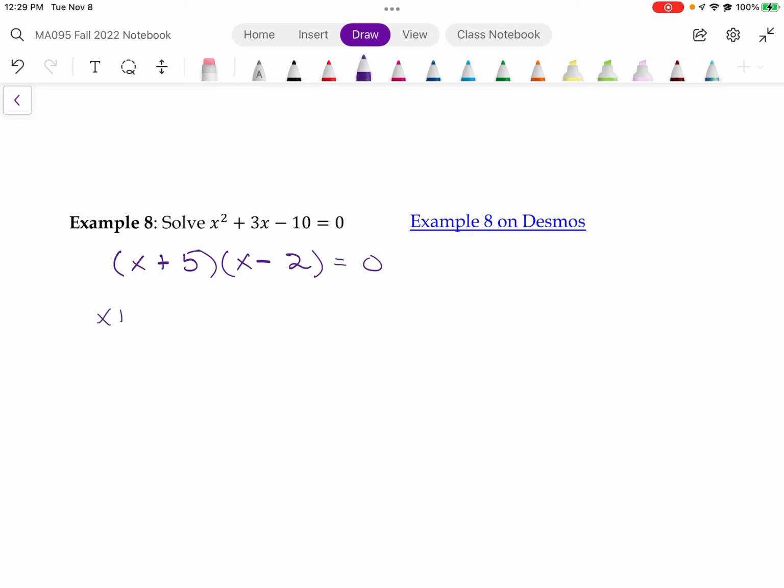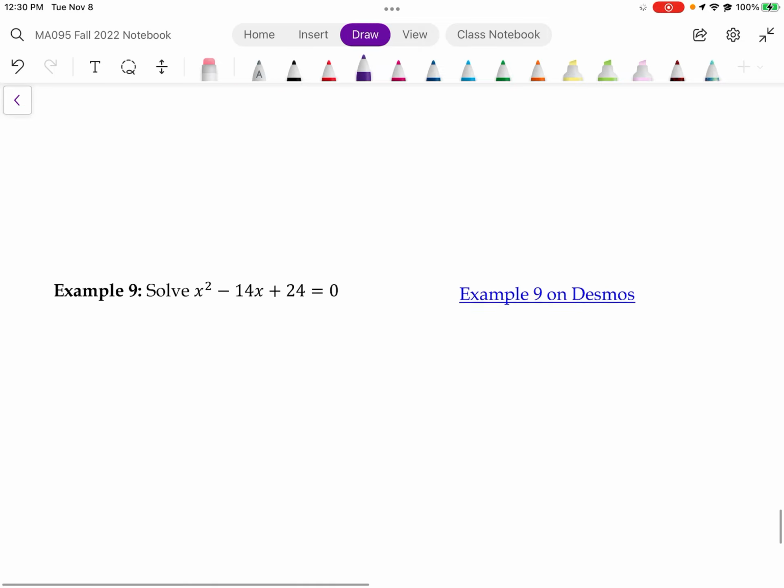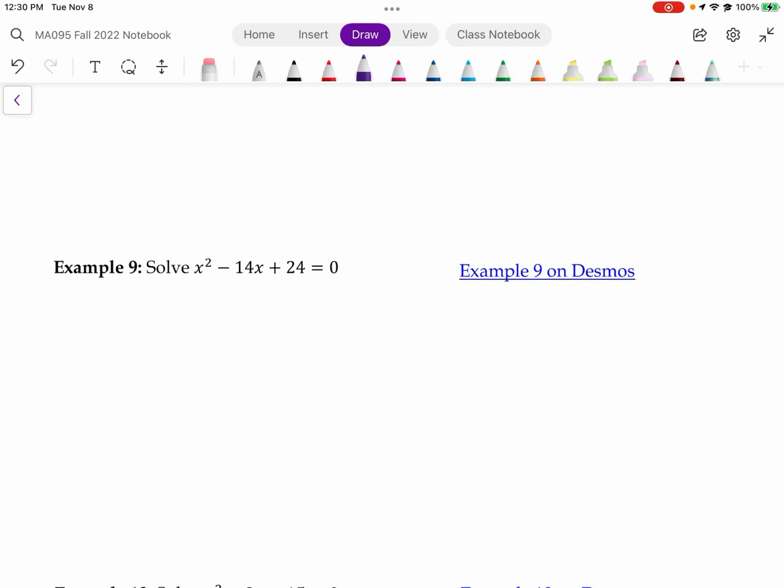All right, so I've got x plus 5 equals 0 and x minus 2 equals 0. So x equals negative 5 or x equals 2. And those are my two solutions. And you can graph it, go check on Desmos or whatever, and see that those are the places where it actually crosses the x-axis. So that's how you check your work on these. All right, next one, give that one a try.